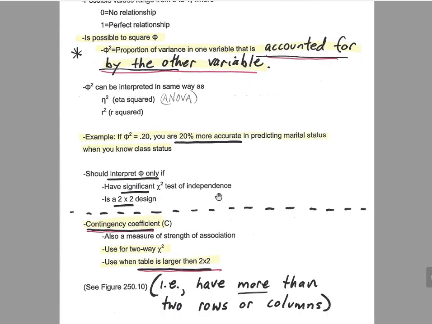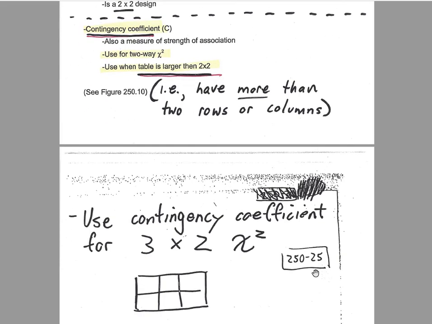One of your options is something called the contingency coefficient, represented by uppercase C. It's also a measure of strength of association. You can use it in conjunction with the two-way chi-square test, and you use the contingency coefficient when your table is larger than a 2 by 2 table. That is, when you've got more than 2 rows and/or more than 2 columns.